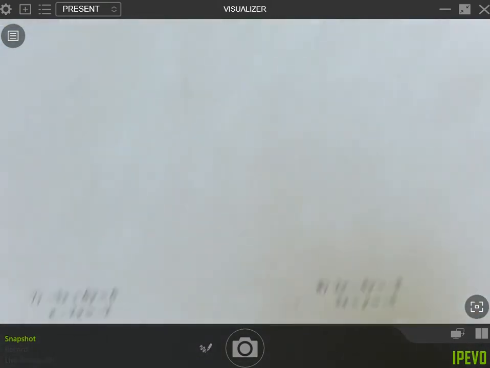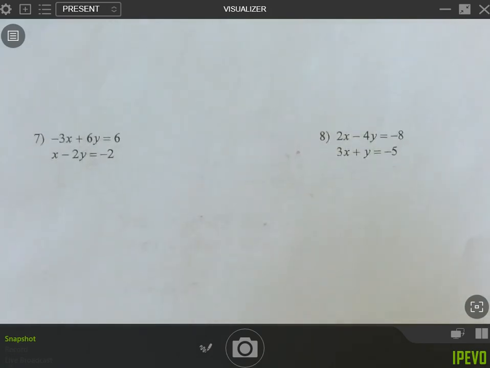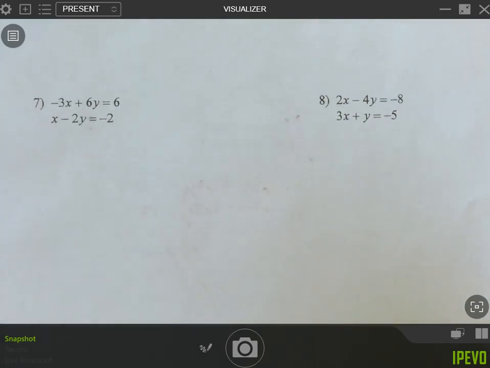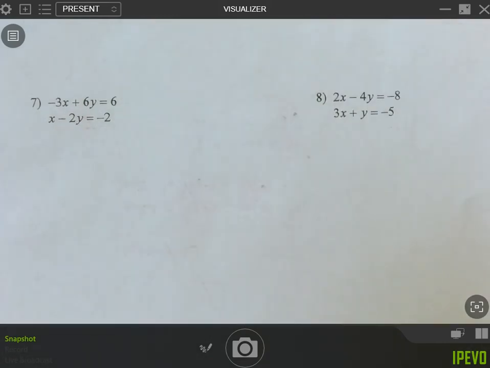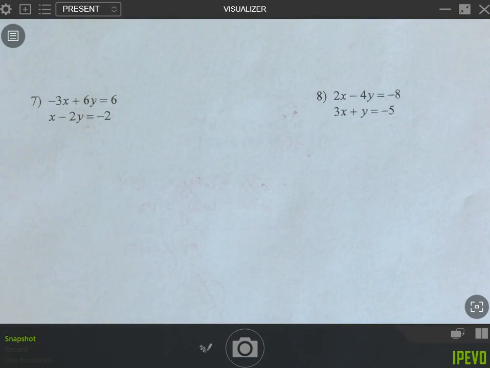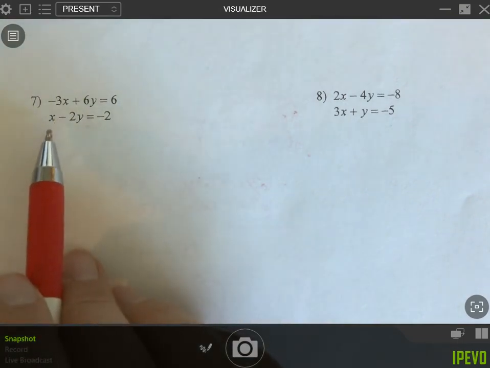Now jump down to 7. I don't have a variable solved for. Do you agree with that? So what variable do you want to solve for? X or y, first equation or second equation? What would be the easiest thing? Like, we could all pick whatever we want, but what would be the easiest? x in the second equation, yes?